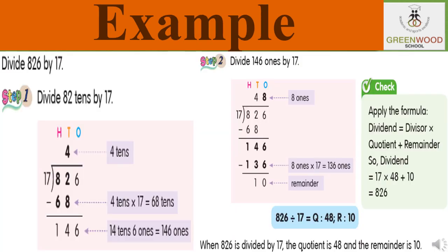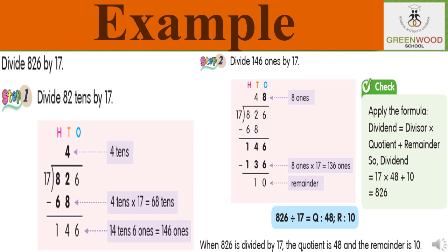Now we'll see an example where the divisor is a 2-digit number. Divide 826 by 17. So step 1 is divide 82 tens by 17. For that you should know the table of 17. 17 fours are 68. So we'll find a number which is equal to 82 or less than it. Now 82 minus 68 is 14. After that, bring the next number down, that is 6.